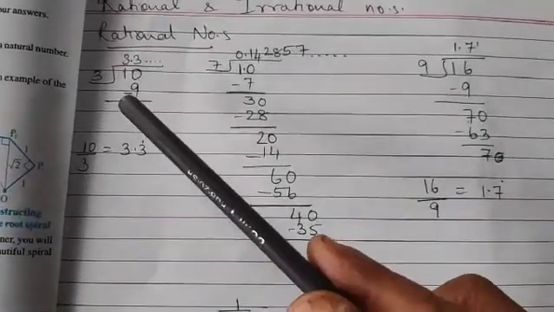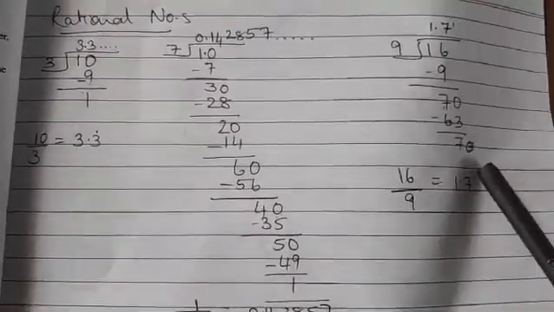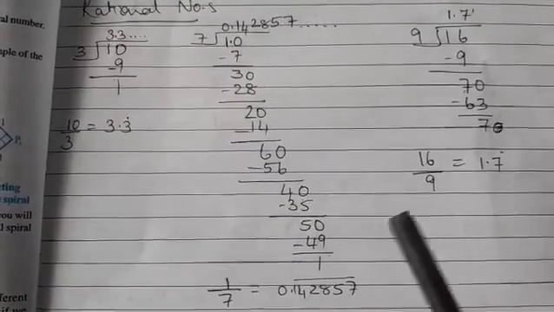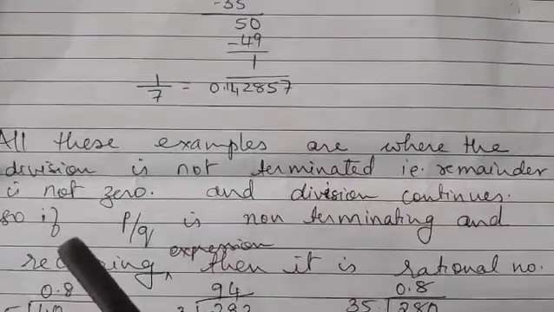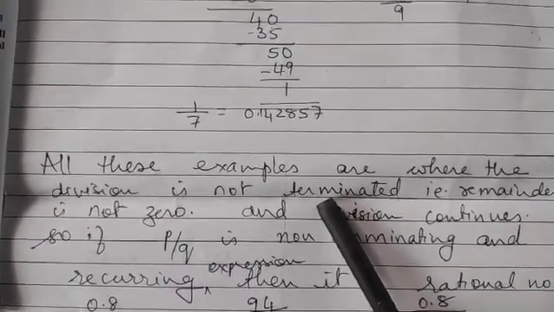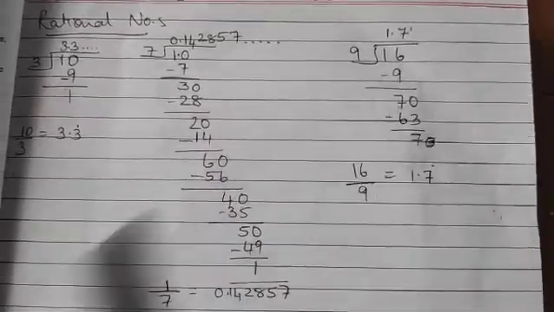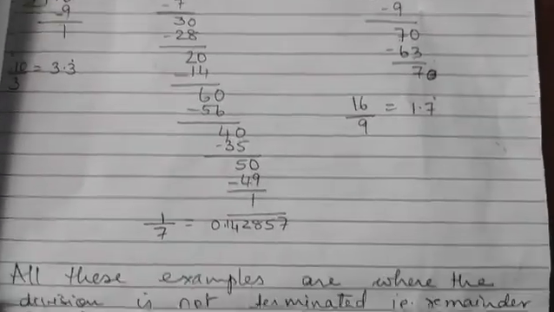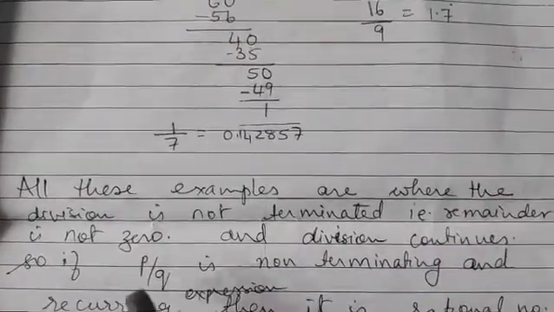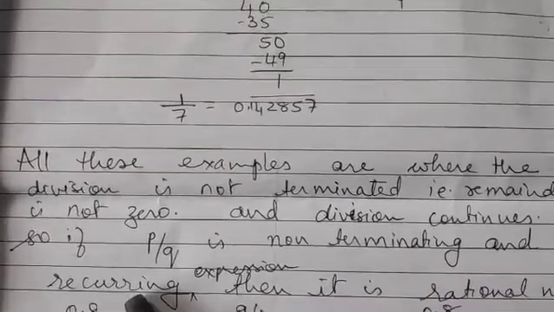All these three situations, wherein 10 divided by 3, 1 divided by 7, 16 divided by 9, where you get the recurring part, are one type of rational expression. So rational expression stands for where the division is not terminated. Terminate means what? Khatam hona. When will the division be terminated? If you get the remainder 0. But you find that in none of these cases is the remainder 0. So the division is not terminated. That means the remainder is not 0, and the division keeps on continuing. Which means this type of P upon Q rational expression is a non-terminating but recurring expression.